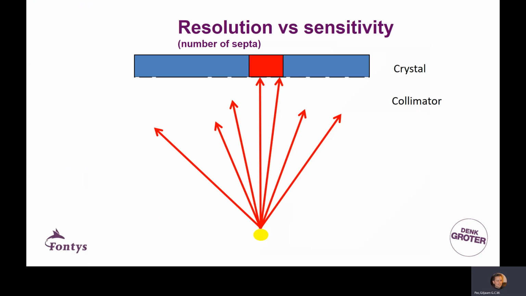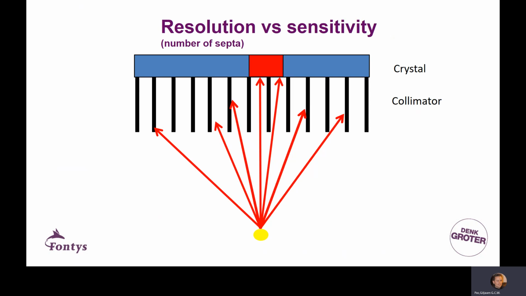Now, there is a relationship between resolution, sensitivity, and the number of septa. Here we have a radioactive source again, and we have radiation coming from it. We have our crystal, and we have our collimator. And here you see 14 septa, so in the end, some radiation will go through the collimator and most radiation, in this case, will be absorbed by the lead walls.